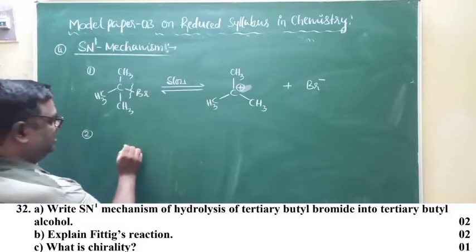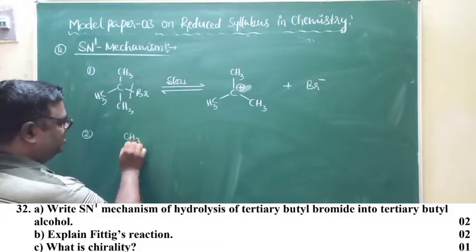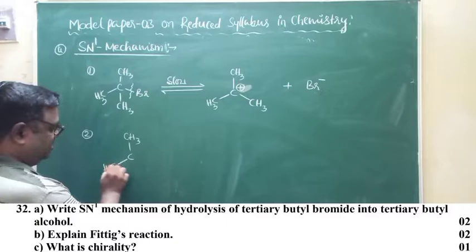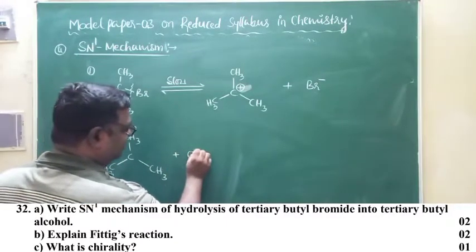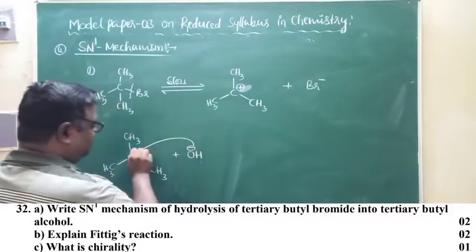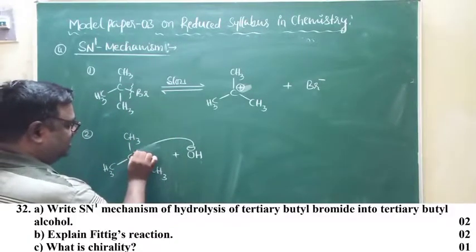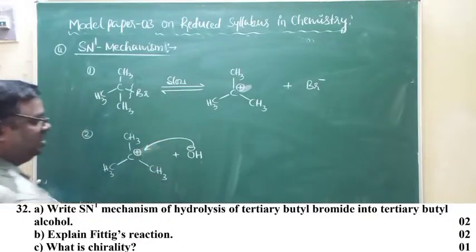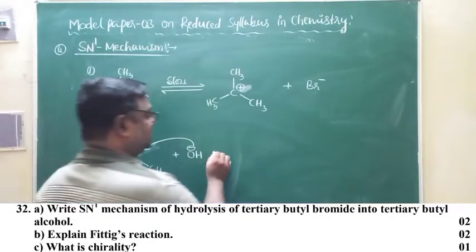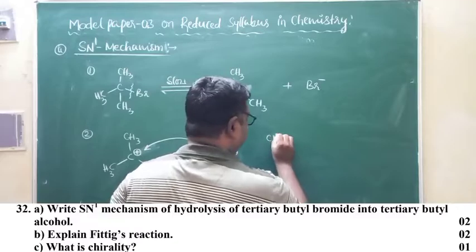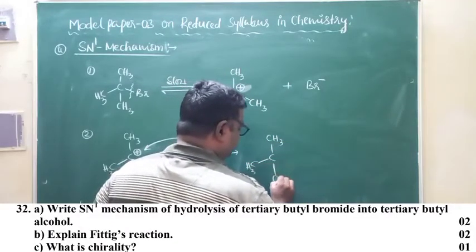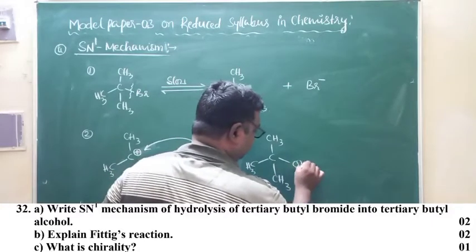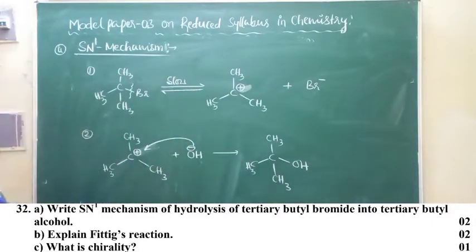Second step is, in the second step, this carbocation is attacked by the nucleophile OH minus ion. This carbocation is attacked by the nucleophile OH minus ion. That results in the formation of a product. So that is tertiary butyl alcohol. Yes, this is the mechanism there. Okay? But you have to observe.